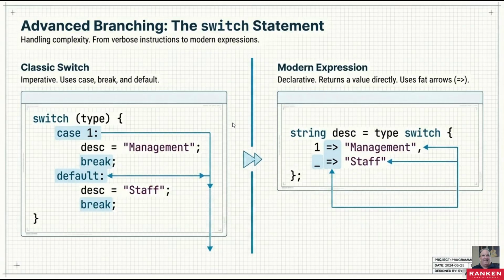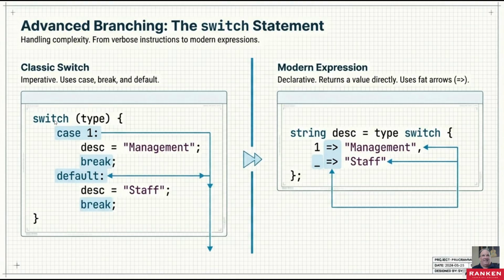So let's talk about branching here, advanced branching, the switch statement. In this case, this is the classic switch statement. And this is how C# used to do it. And they updated the C# programming language, and they have more of a modern type expression. Sometimes they're a little harder to understand, but either one will work, right?